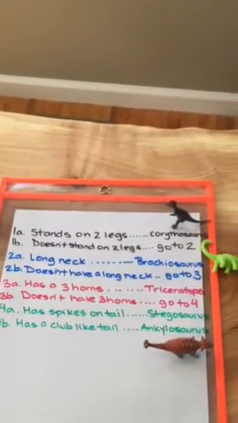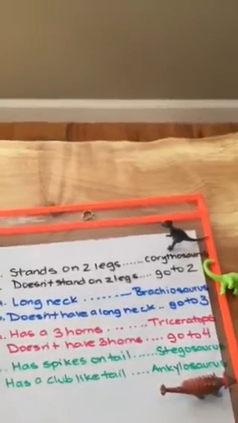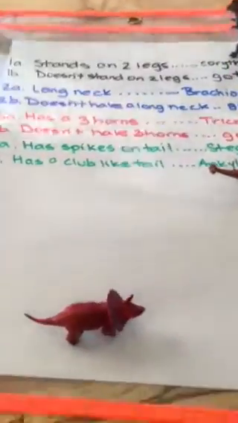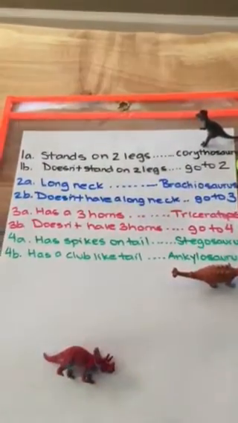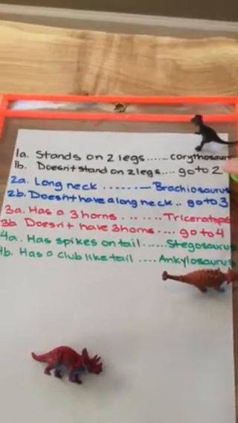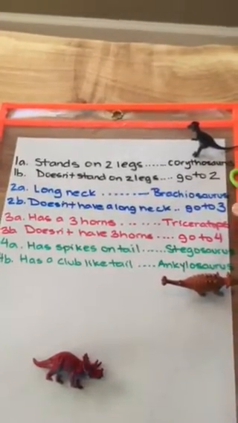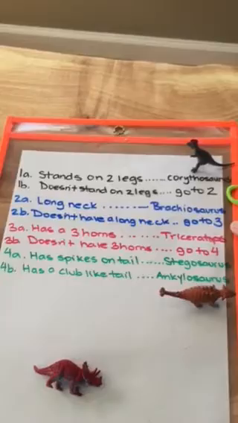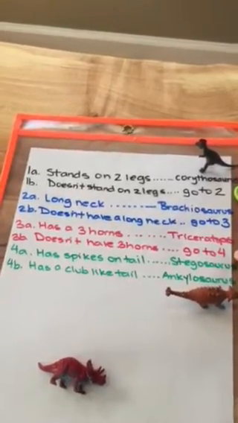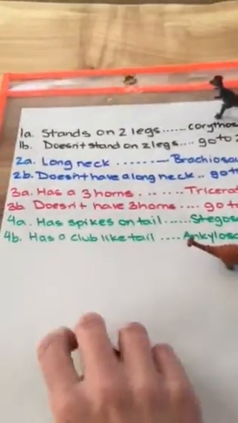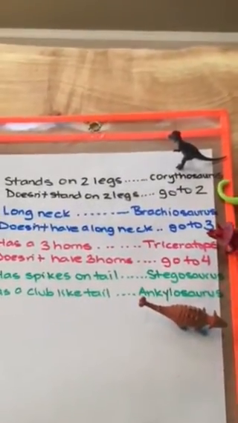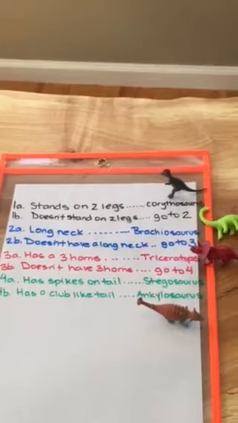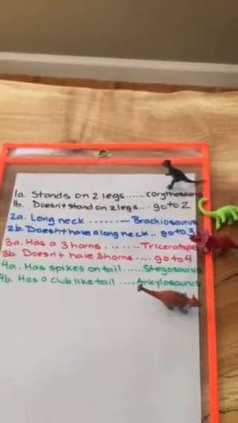All right, let's do one more. Here, I have this dinosaur. Does he stand on 2 legs? Nope, he doesn't stand on 2 legs, so I go to 2. Long neck? No long neck, so I go to 3. Has 3 horns? Yep, so therefore, he's Triceratops. This is how you can use a dichotomous key.